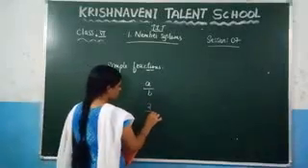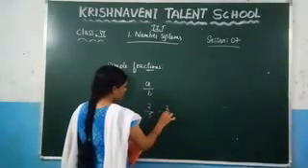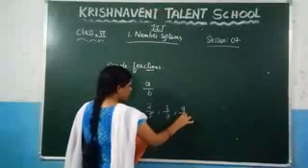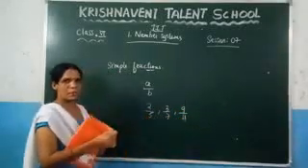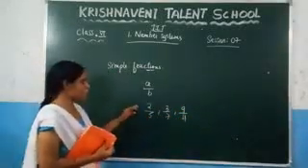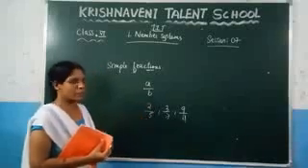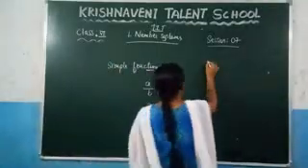Observe here, you can consider 2 by 5, 3 by 7, 9 by 11. These are all examples of simple fractions because these are fractions which are in the form of a by b. Now, what about the complex fractions?